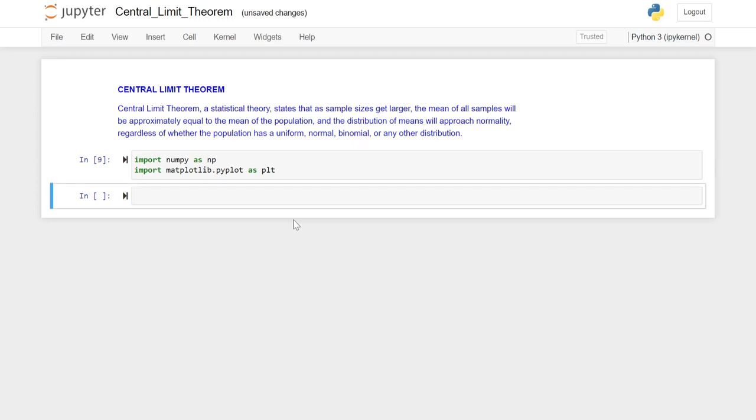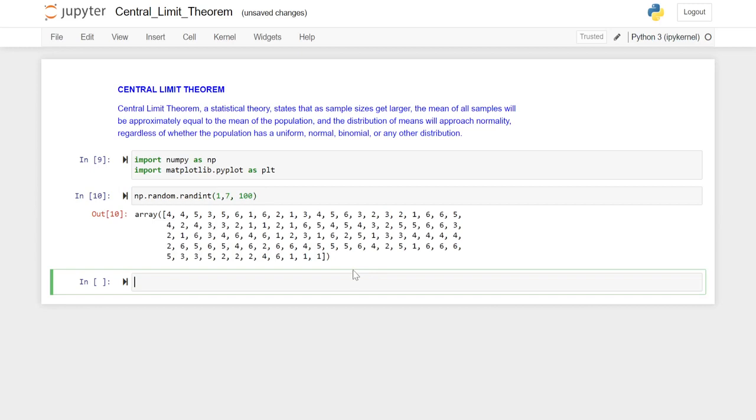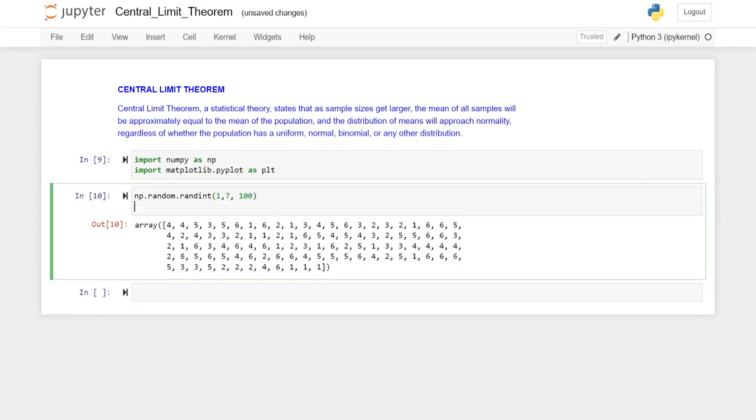So let us import these modules and then we will generate 100 integers between 1 and 6. Okay, this is how it is. So let us write a note on this.